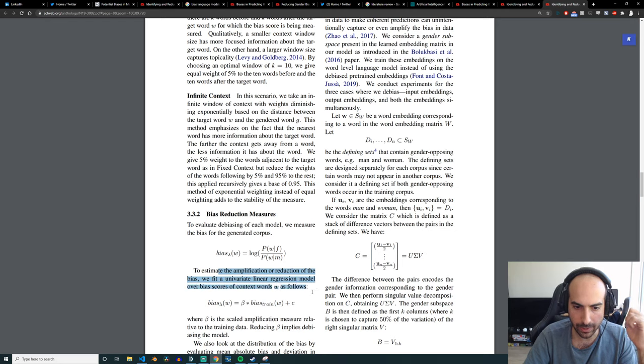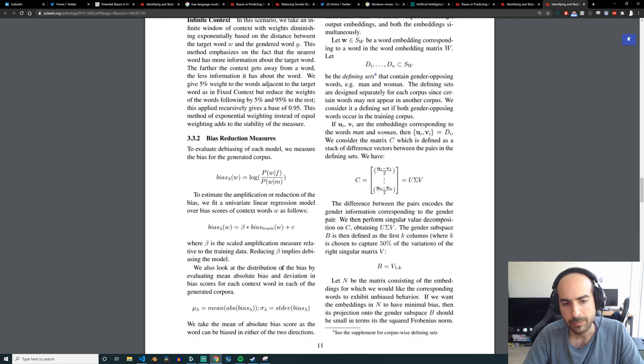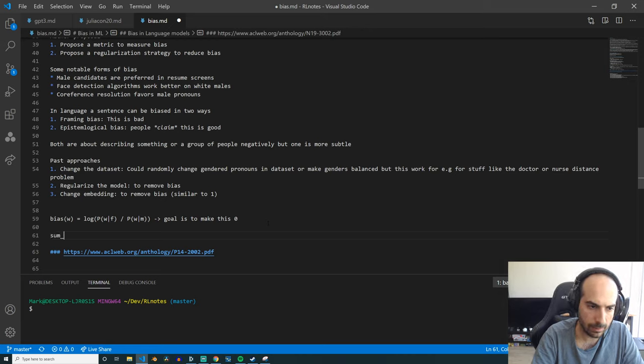To estimate the amplification or reduction of the bias, we fit a univariate linear regression model over bias scores over context words. Reducing B implies debiasing the model. Okay, so just to make sure I understand, you then take the sum of bias over all words, and the goal is to make this zero.